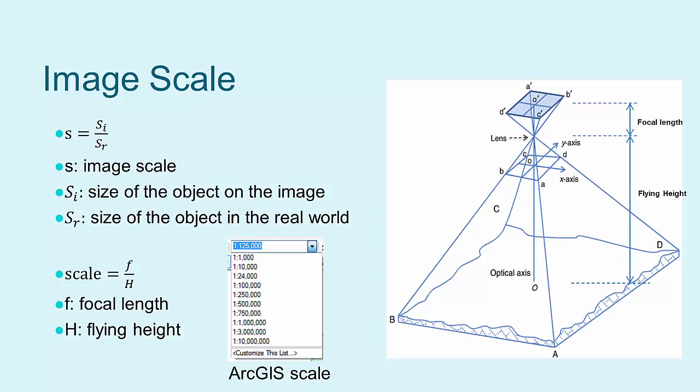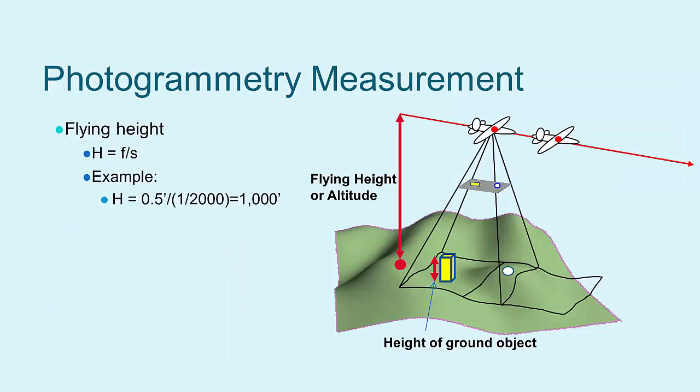If the image scale and the focal length are given, then the flying height can also be calculated. By this equation, we divide the focal length by the scale, so we can calculate the flying height of the camera. In this example, the focal length is a half foot. The image scale is 1/2000. Then the flying height is 1000 feet above the ground.